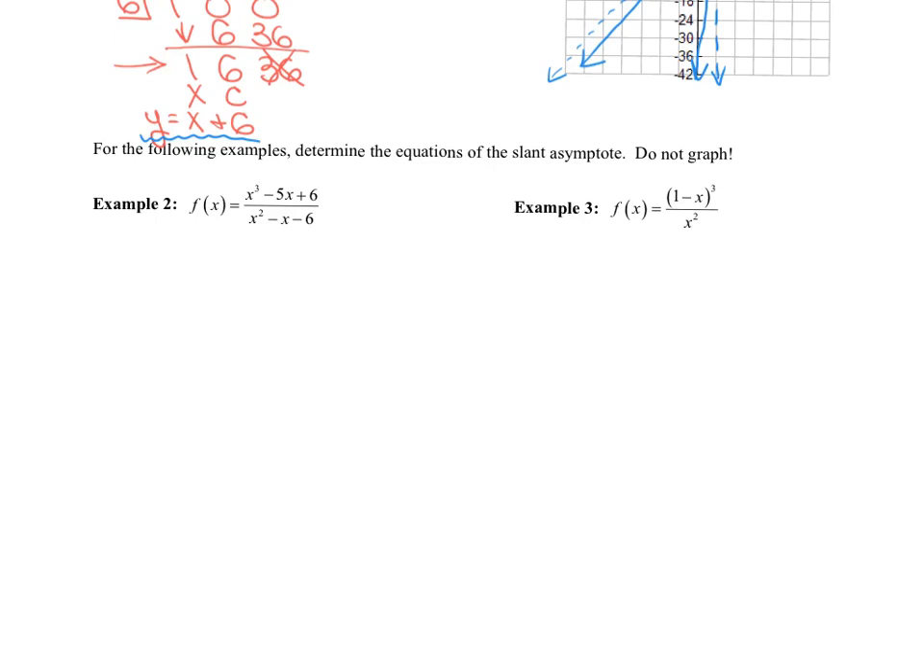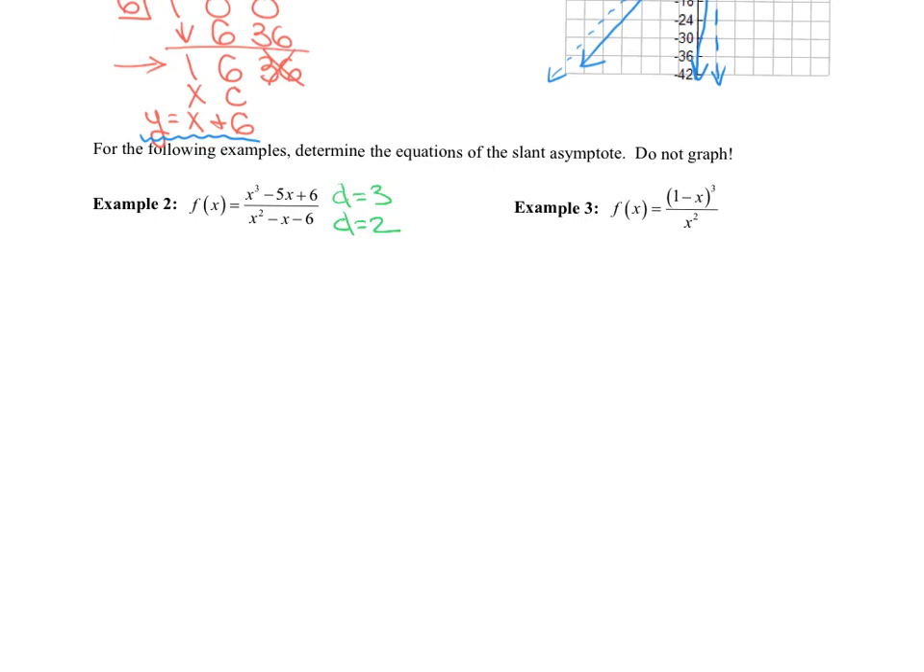f of x or y equals x cubed minus 5x plus 6 over x squared minus x minus 6. The directions tell us to calculate only the equation of the slant asymptote. So again, the rule for whether an equation does indeed have a slant asymptote: you compare the degree of the numerator to the degree of the denominator. Since the degree of the numerator is exactly one more than the degree of the denominator, you do have a slant asymptote.